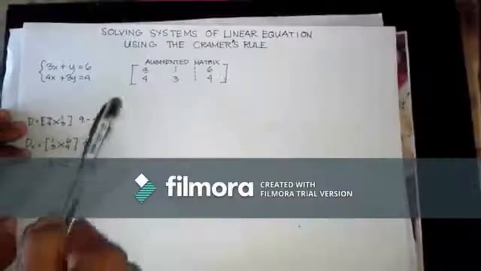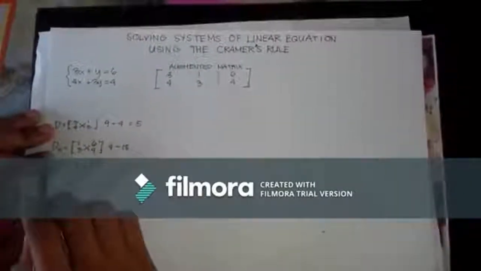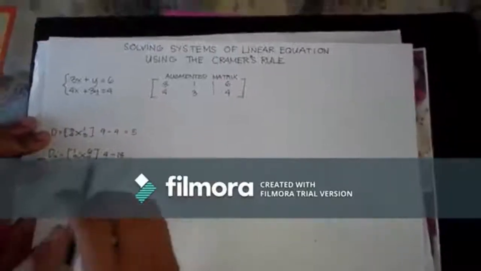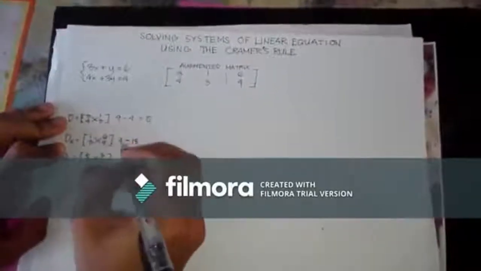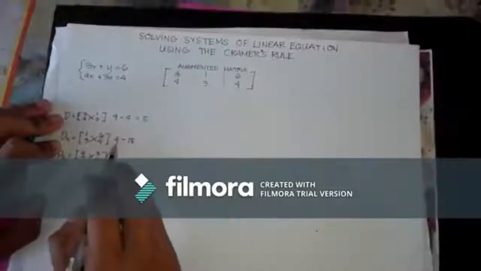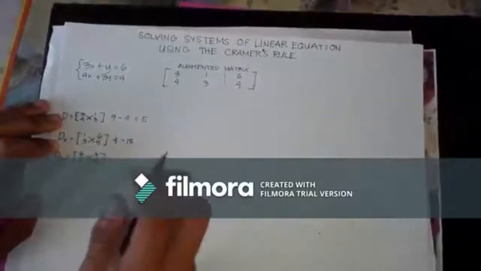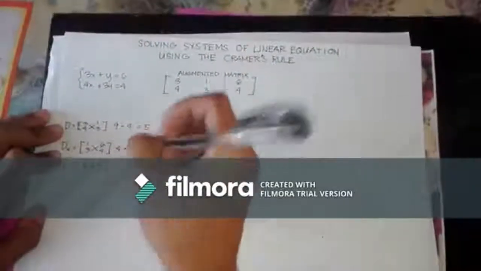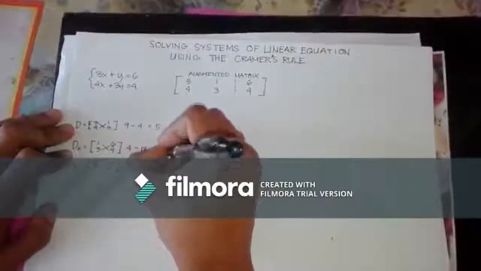In finding the value of d sub x, first cross multiply 1 and 4, and 3 and 6. So we will get 4 minus 18, and it will become negative 14.